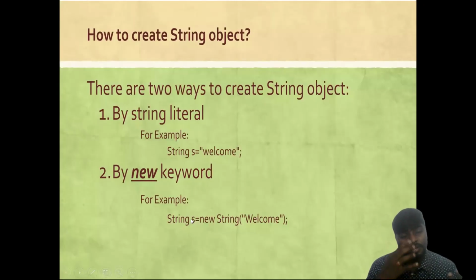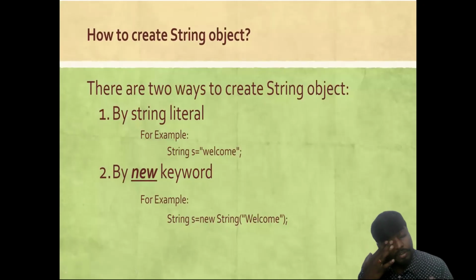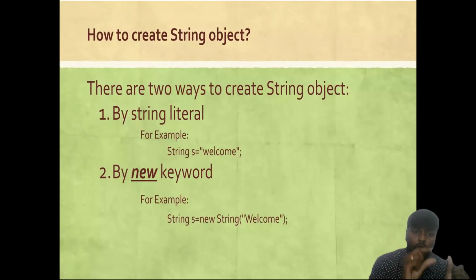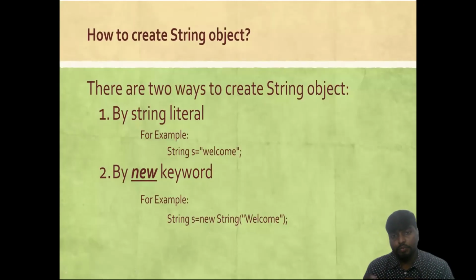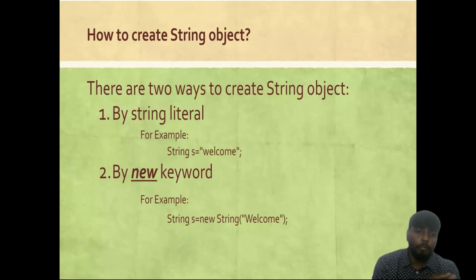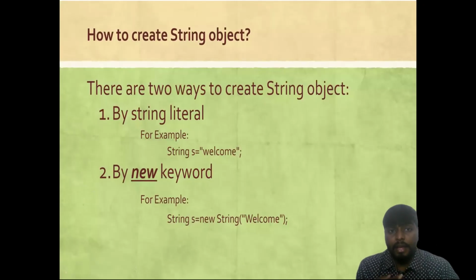As usual, before creating an object, you know the syntax of the object. We have to use a class name, then an object name, the object that you are going to declare, and then equals the new keyword. After that, the class, and inside the class, whatever string you want to assign to that particular object. See, String s is an object equal to new String. Inside the parentheses, I have written the word welcome. This is how we can declare a string object and a string literal.